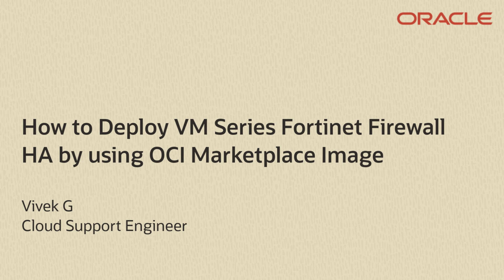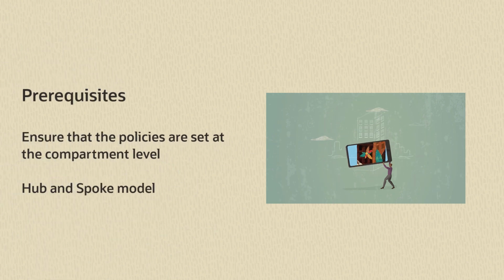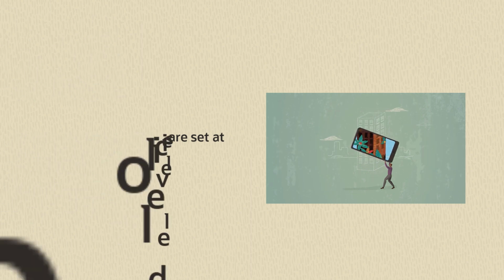This is a demo on how to deploy VM series FortiGate Firewall High Availability by using OCI Marketplace Image. Before you begin, ensure that the required policies to manage an instance, VCN, and specific policies mentioned in this demo are added at compartment level. You also need an understanding of the hub and spoke model setup in OCI as a prerequisite.